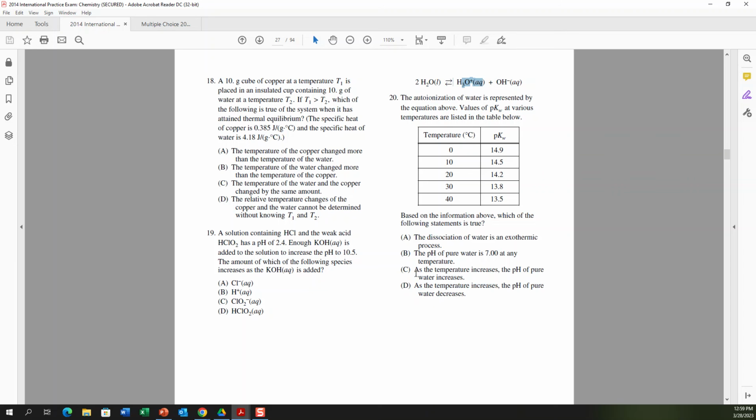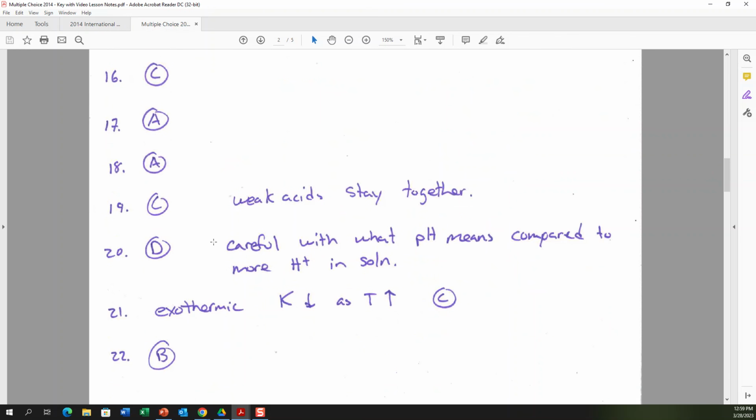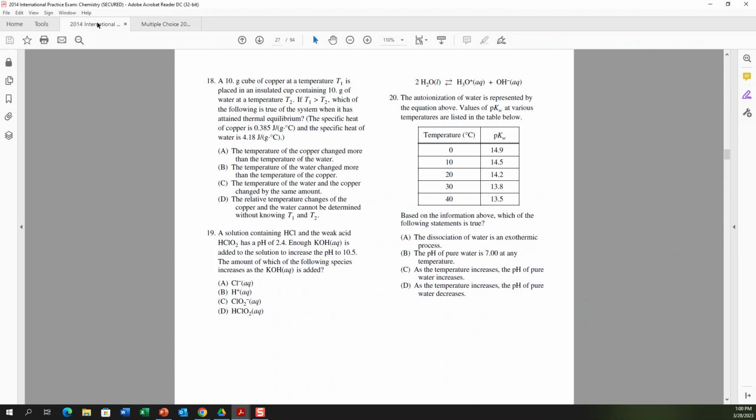A lot of kids will have the right kind of idea, but they'll accidentally pick C because they'll just think pH increases means more acidic. No, pH decreases means more acidic. We're increasing the amount of hydronium, which is decreasing the pH as temperature rises. So hot water is more acidic than lukewarm water. So make sure you're pumping the brakes and going, okay, I'm increasing the amount of hydronium, which means I'm making it more acidic, which means the pH is decreasing.